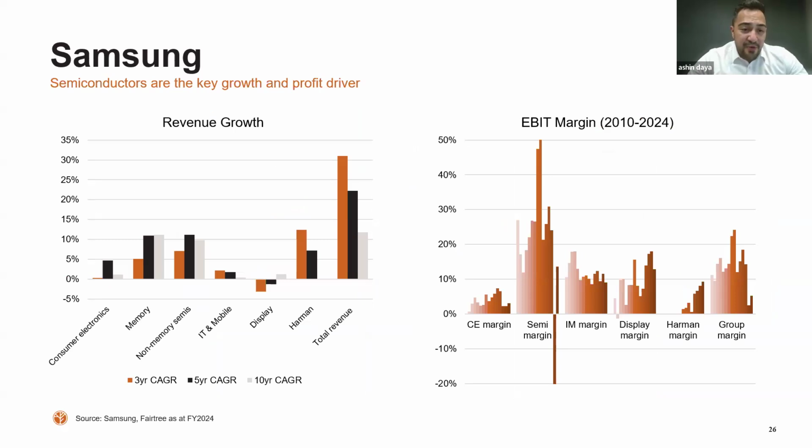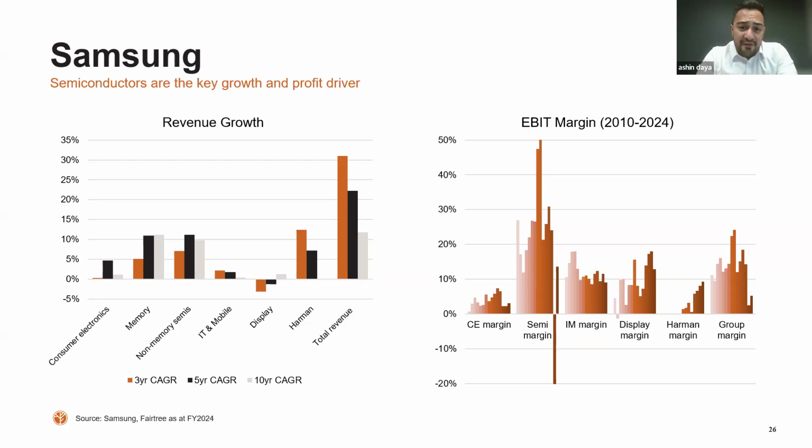So for Samsung, I think what's very important here is the key drivers of the business. If you look at the revenue growth over a 3-year, 5-year, or 10-year period, on the graph on the left, you can see that the memory and the non-memory semiconductor business, which is the foundry business I referred to, has been the key driver of growth for the business over 10 years. And as a result, it is the most important driver for Samsung.